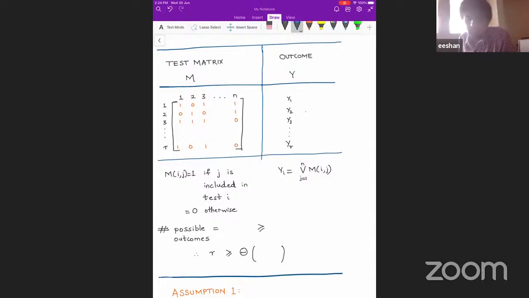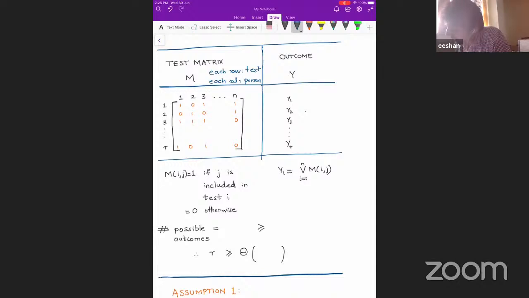The correct way to encapsulate this idea of non-adaptive testing is by having a matrix. This matrix is basically an R cross N matrix. Let us say R is the number of tests we will be doing. Each row here is a test, and each column is an individual or a person. So we have n columns for n people, and R rows for each test.